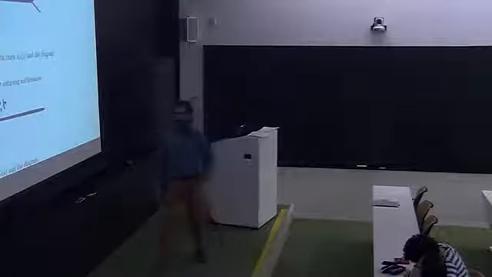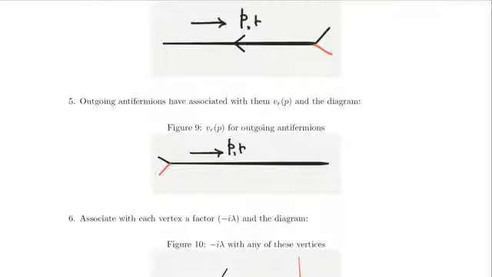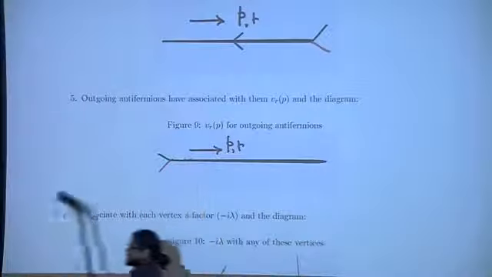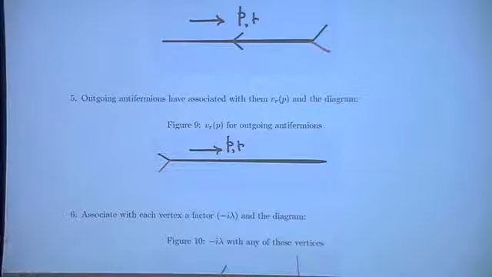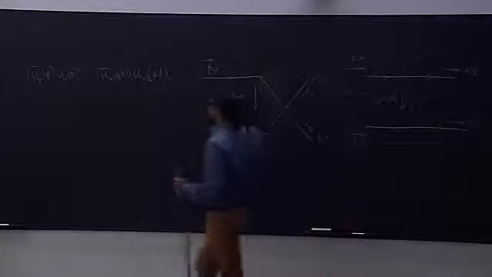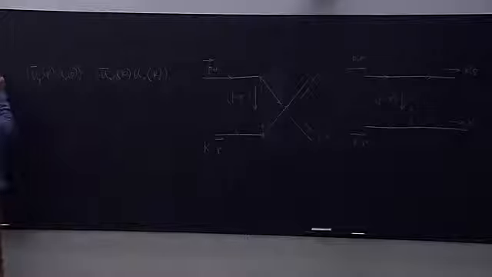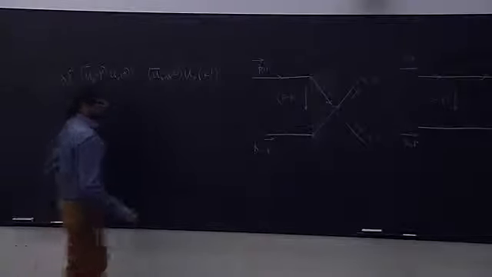And the next Feynman rule is that we associate with each vertex a factor of -iλ. So these two Feynman rules are not relevant for these diagrams because we don't have any antifermion here. But the next one is, for each vertex we write -iλ. So we have (-iλ)².